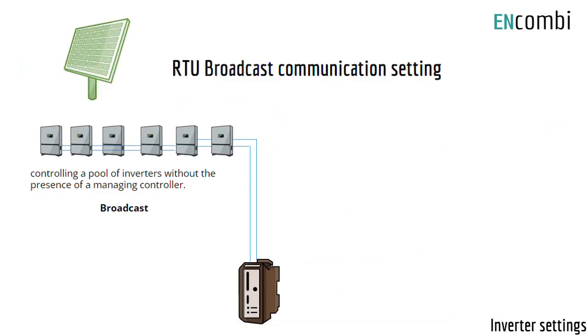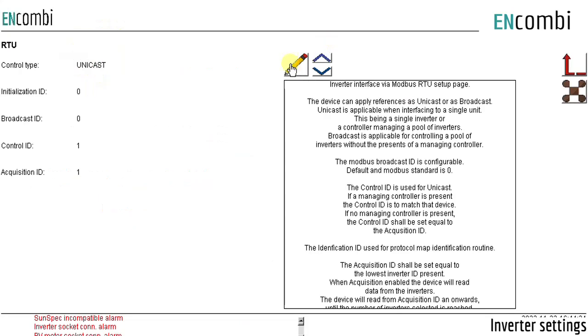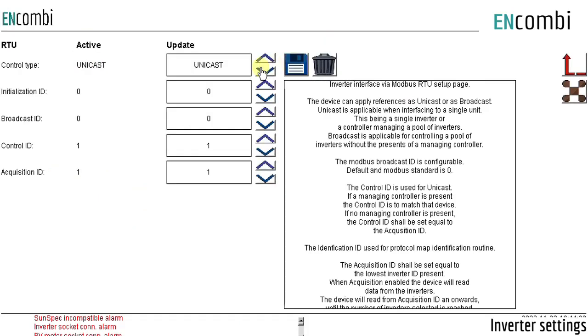RTU specification setting with broadcast control type will be applicable when the controller is interfaced directly to a pool of inverters without an inverter manager. Go to the RTU specification setting and select broadcast as the control type for this setting. The ECPV2 can apply references as broadcast. Then do the rest of the settings the same as explained in the Unicast editing.